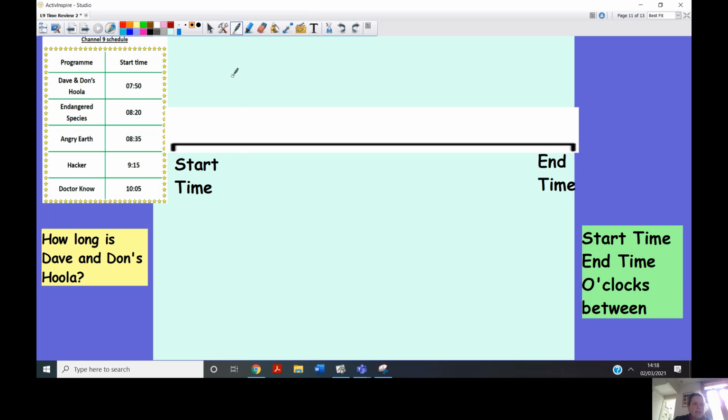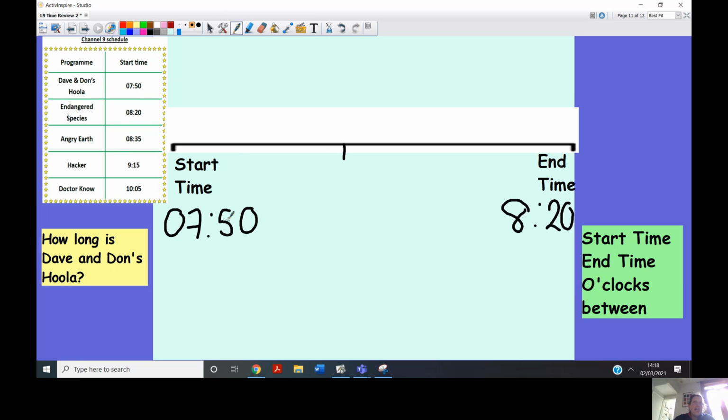So what is our start time? Dave and Don's hula starts at 7:50 and it ends, well, when the next program starts, which is 8:20. So I need to work out how long this program is. I could just try and work it out by adding, but it's just going to be easier if I just mark my o'clock. What is my o'clock in between?